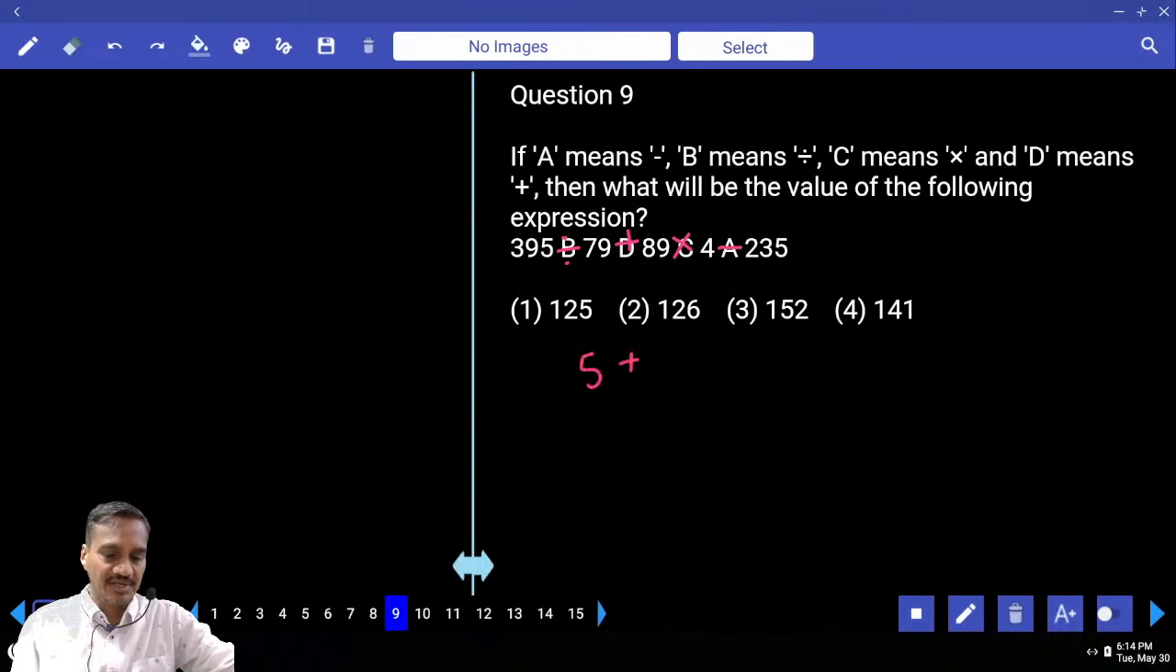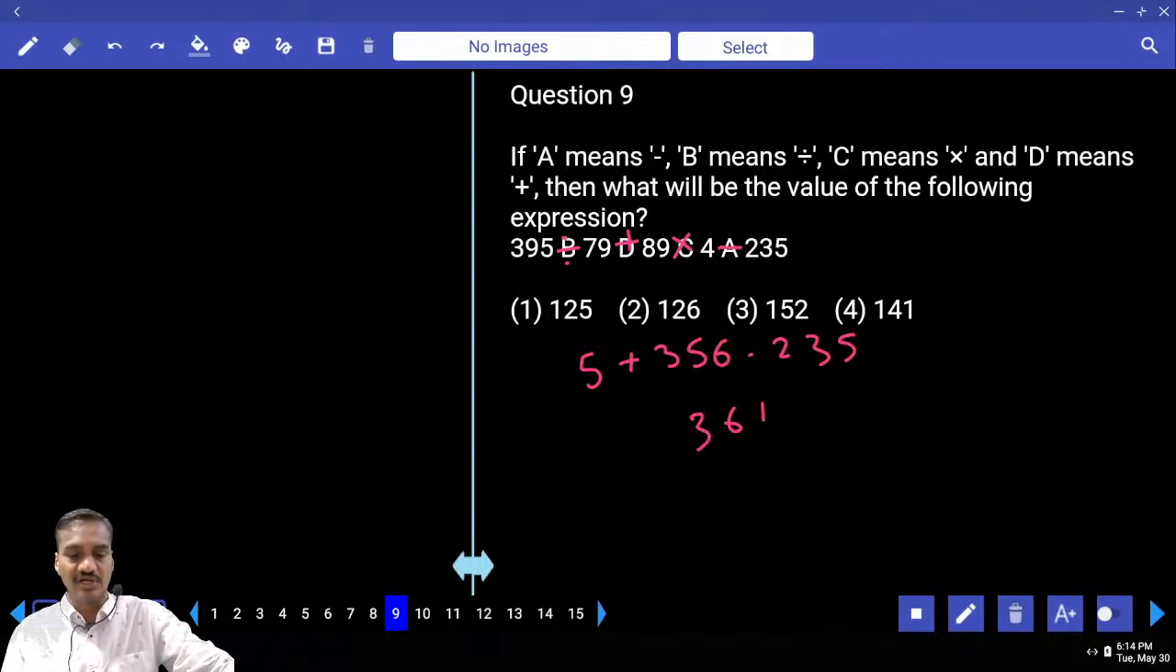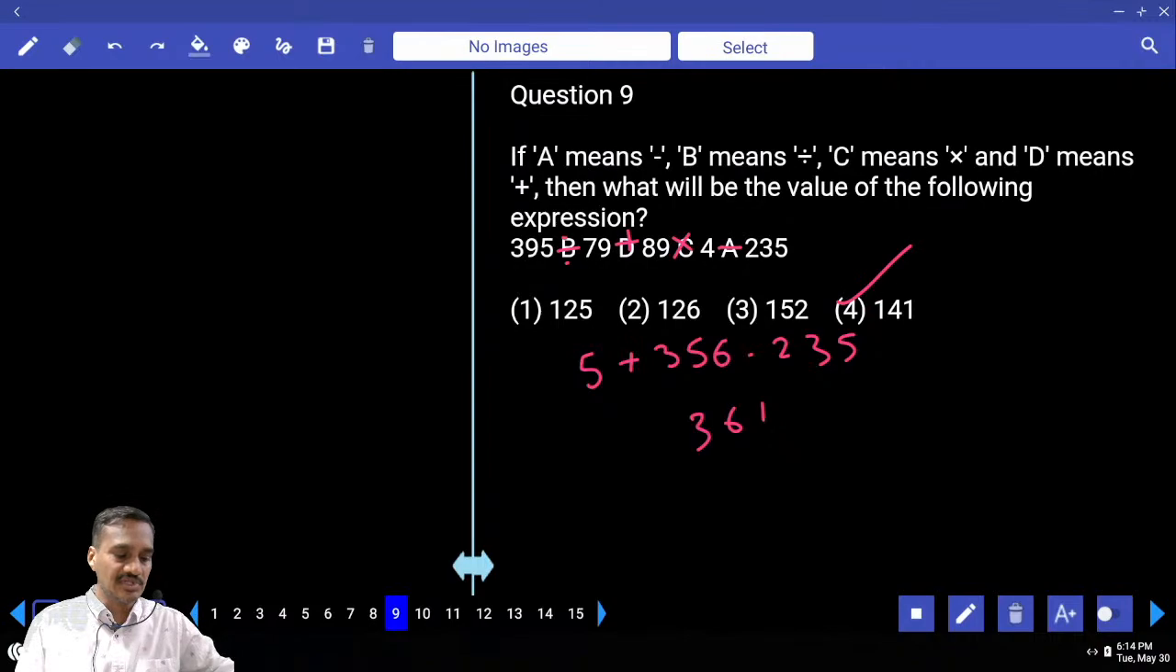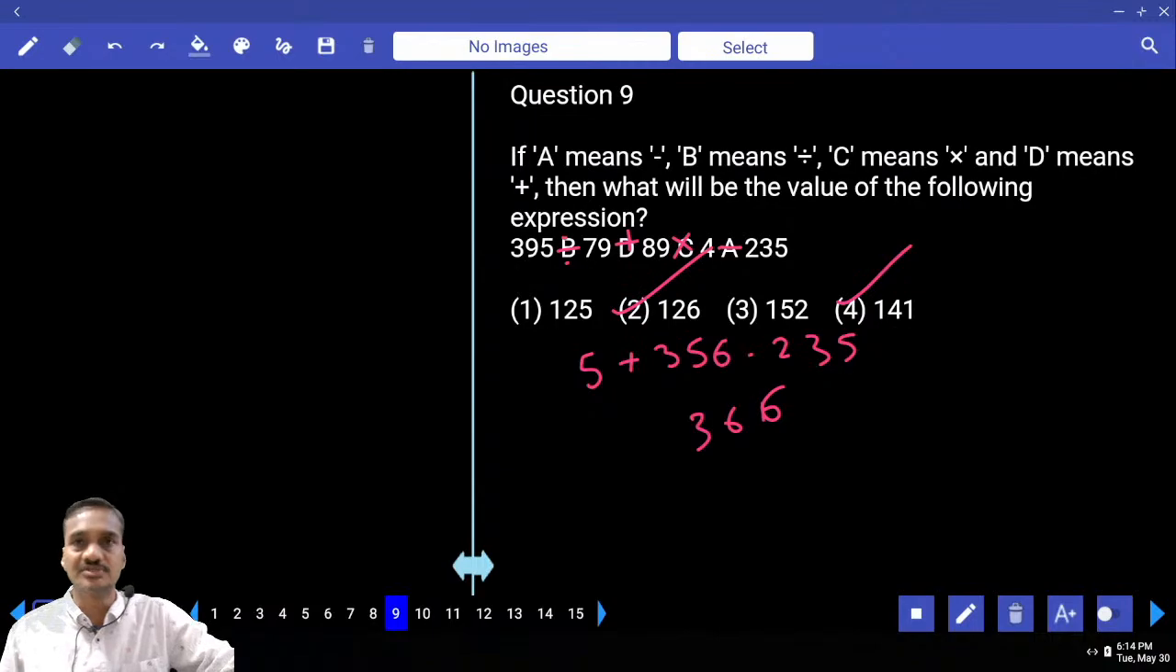5. Plus 89 into 4. 90 into 4, 360 minus 4, 356. Minus 235. Then tell me what is the answer here? And 361 minus 255, the last digit must be 1. Among the given choice, it is choice 4. Must it be, no? And 11 minus 5, 6 should come, right, 6. Last digit is 6, that is a choice.